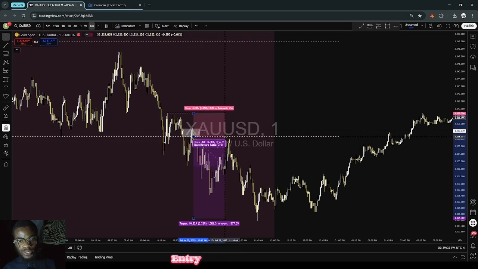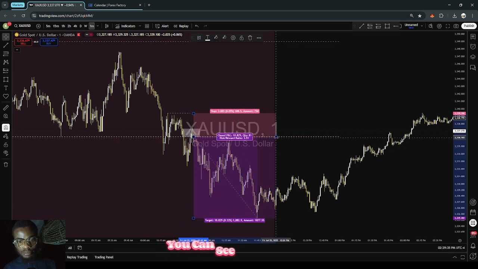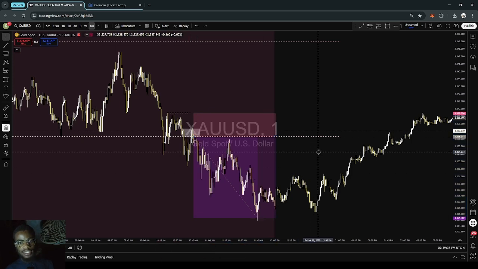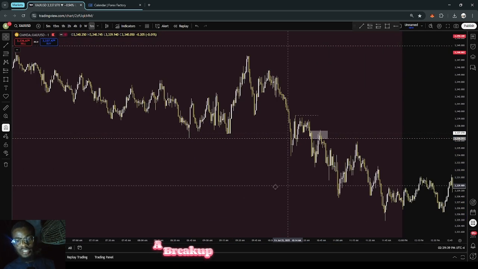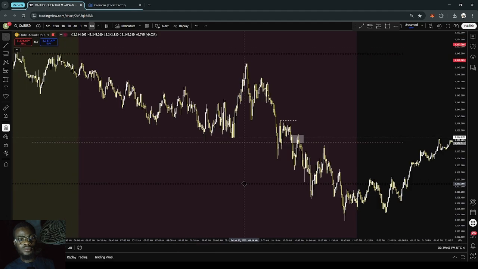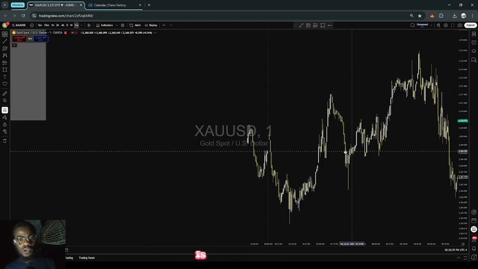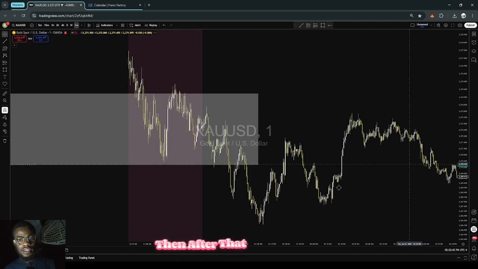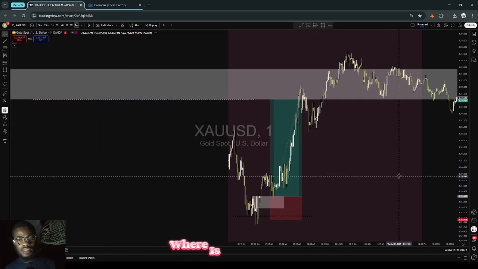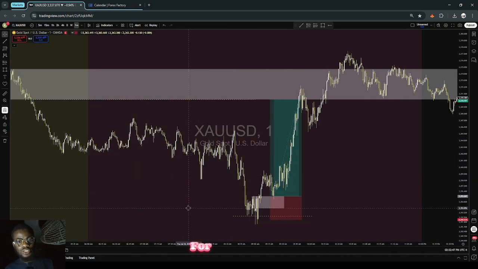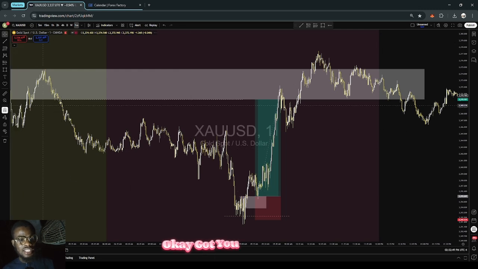So how do you now find entry here? If you look at it very well, you can see it was a breaker block. Yes, a breaker block was our mode of entry here. So we take our setup. Let me show you what a breaker block is. Okay, got you. So this is how a breaker block looks.